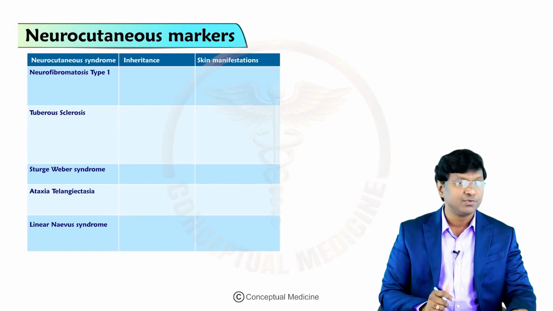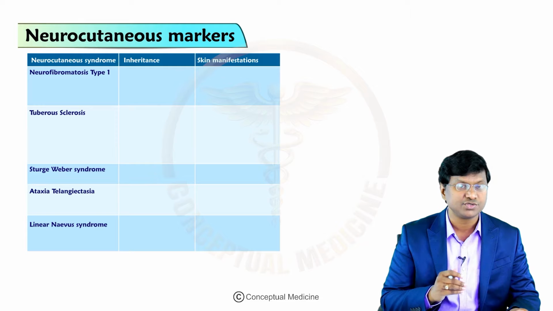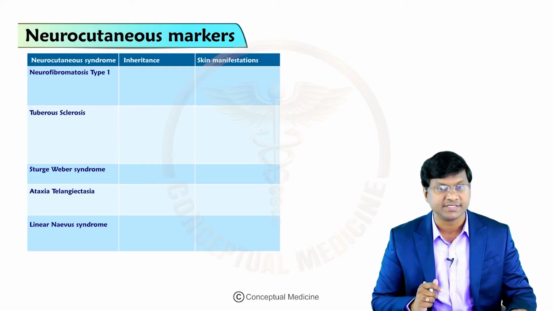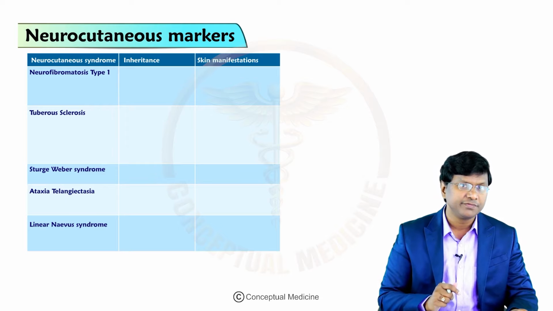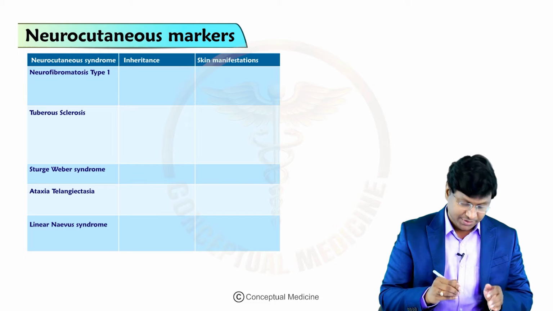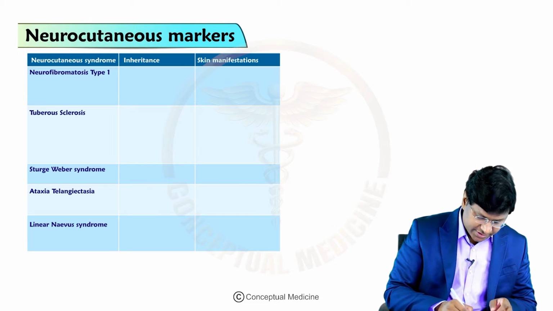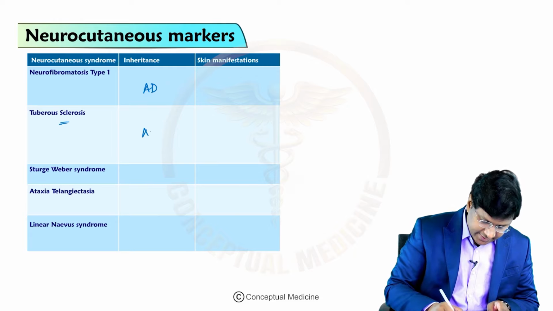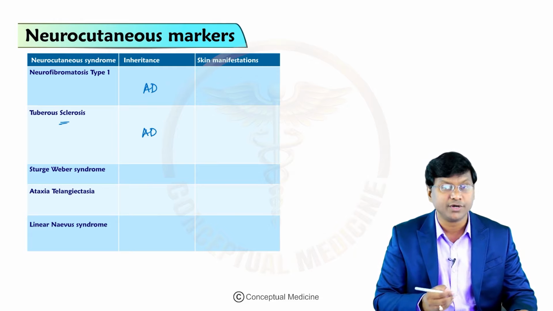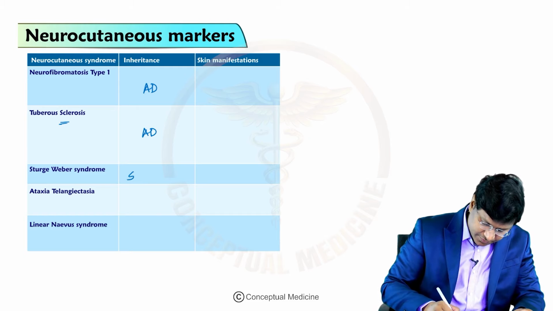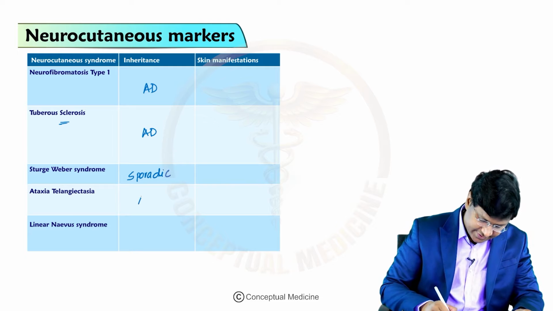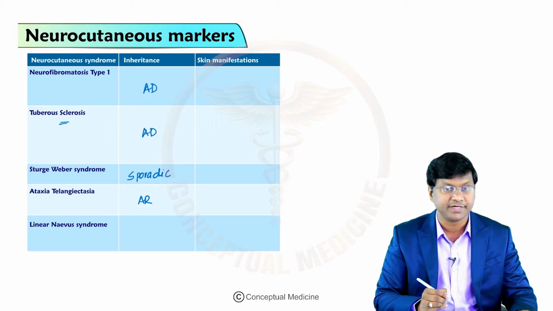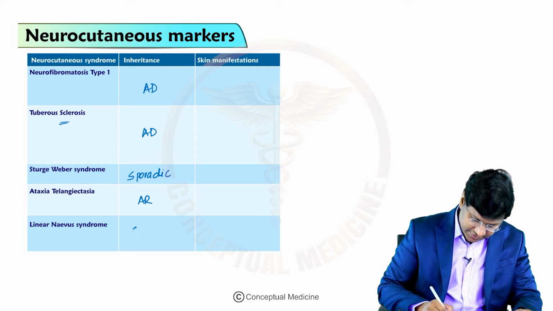So these are the most common neurocutaneous syndromes: neurofibromatosis, tuberous sclerosis, Sturge-Weber, ataxia telangiectasia, as well as linear nevus syndrome. Out of which, if you take the type of inheritance, neurofibromatosis and tuberous sclerosis both are autosomal dominant, whereas in Sturge-Weber syndrome the inheritance is sporadic. In ataxia telangiectasia the inheritance is autosomal recessive, whereas linear nevus syndrome is sporadic.